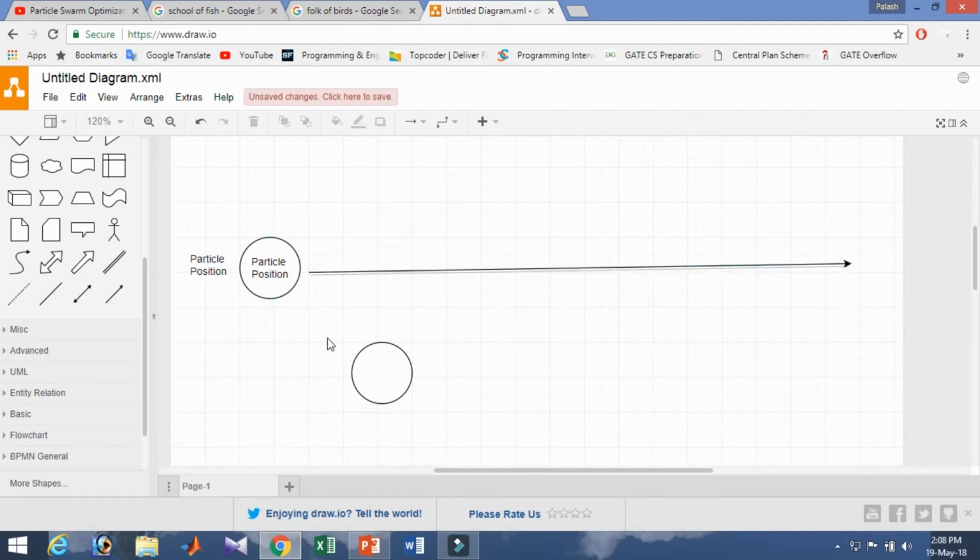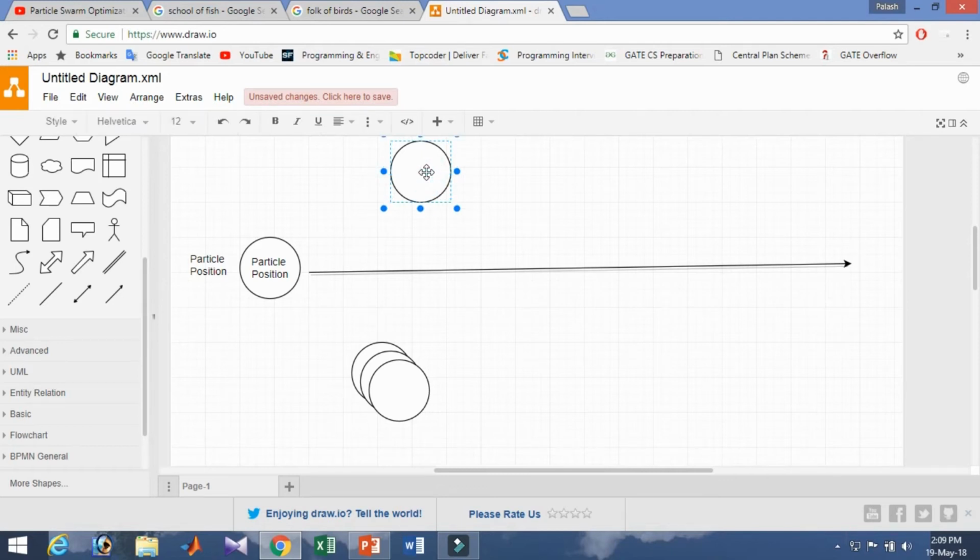So in this swarm space, the particle position will not be here. The particle has another position. What is the particle's other position? Let's see, the particle position will not be here, it will be here. Okay, the particle position will be here, and it will be the particle best position.